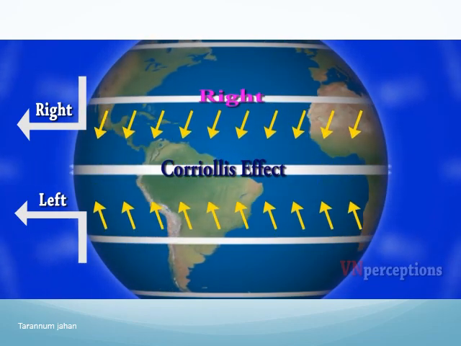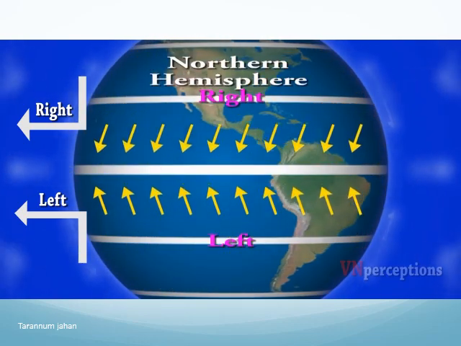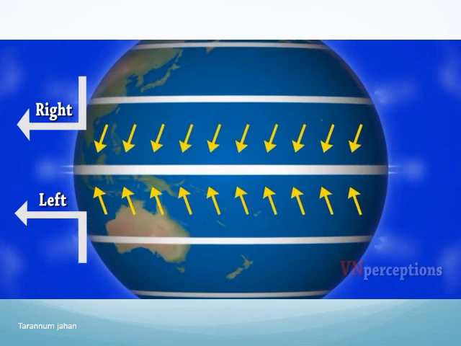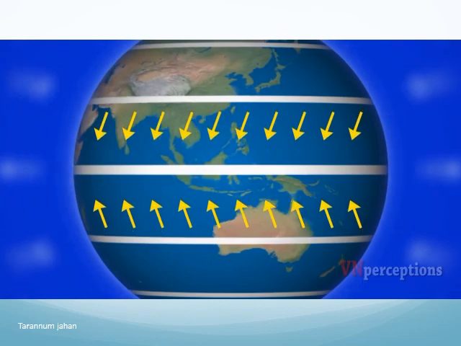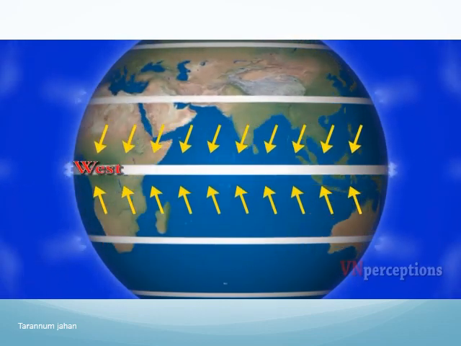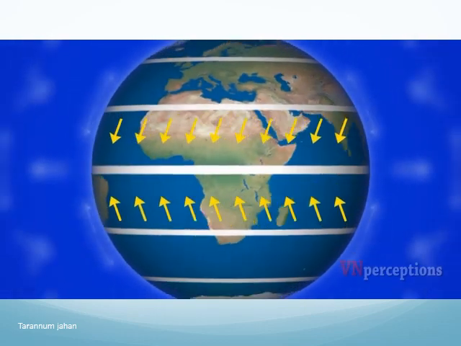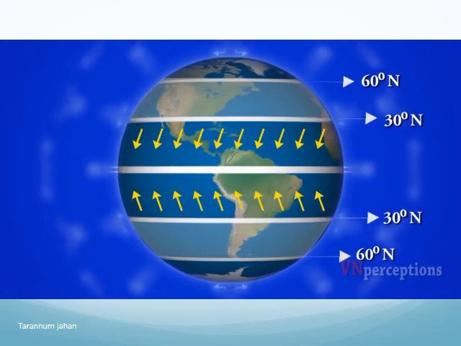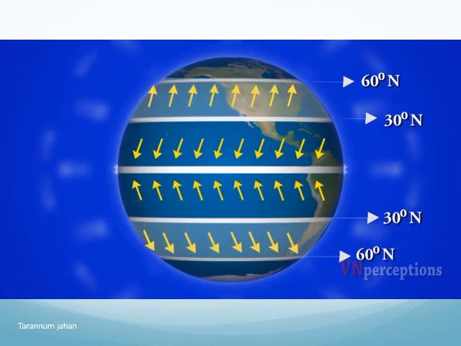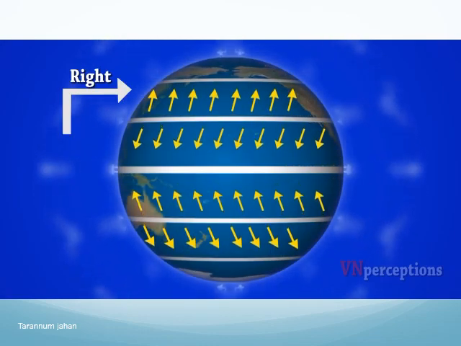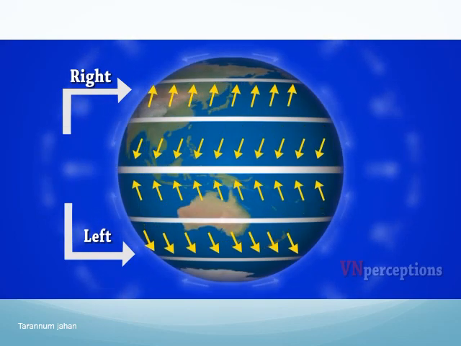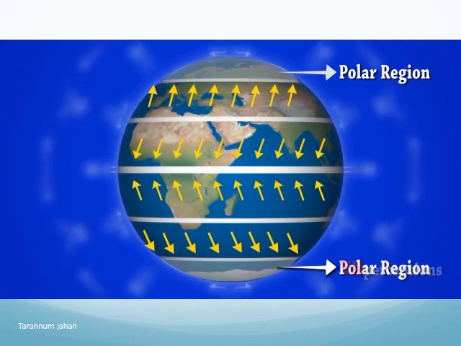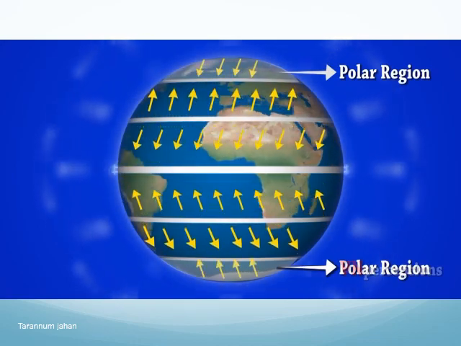The winds bend to the right and left in the northern and southern hemisphere respectively, because the earth is spherical in shape and the earth rotates from west to east. In the same way, in between 30 and 60 degree north and south, the wind bends towards right and left in the northern and southern hemispheres respectively. Even at the polar region, the same phenomena can be seen.